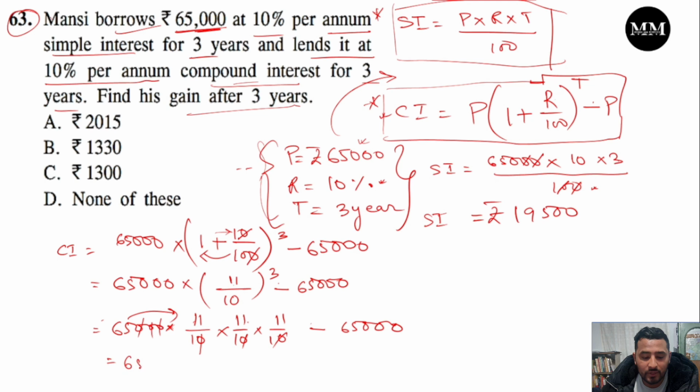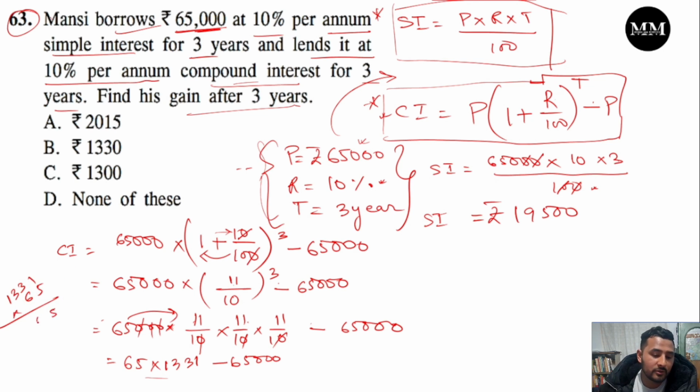So how much will we get? If you multiply 11 into 11, you'll get 121, into 11. You can use a calculator also, but in the exam you will not get to use a calculator. If you multiply, you'll get 1331. So I'm writing directly 1331 minus 65,000. Now multiply this 1331 by 65. This is a bit long because we are using both the formulas, CI and SI.